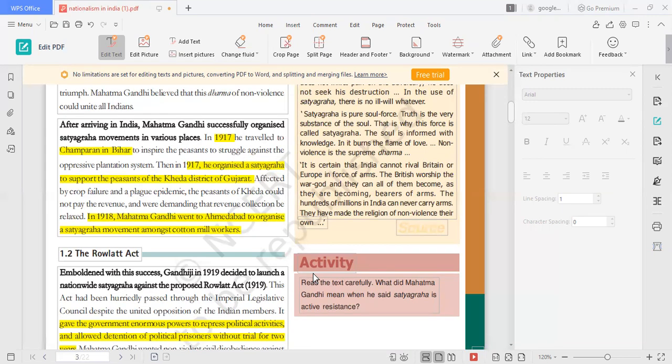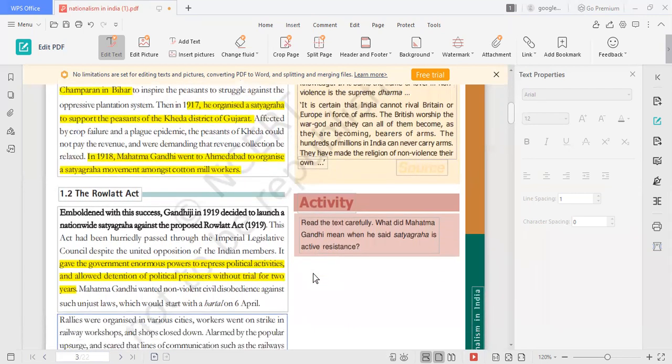In 1917, he organized a peasant Satyagraha movement in Kheda district of Gujarat against the high revenue, the high tax charged. Then the next year, in 1918, Mahatma Gandhi went to Ahmedabad to organize a Satyagraha movement among the cotton mill workers. So in 3 years, in 3 places, he organized Satyagraha movements. Emboldened with this success, Gandhiji decided to launch a nationwide Satyagraha against the Rowlatt Act in the year 1919.